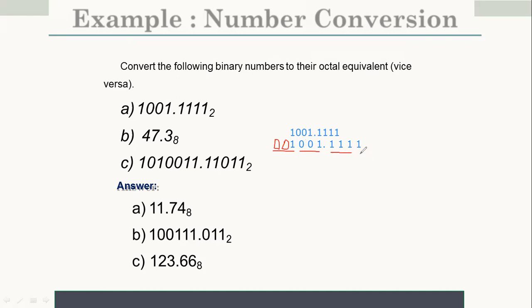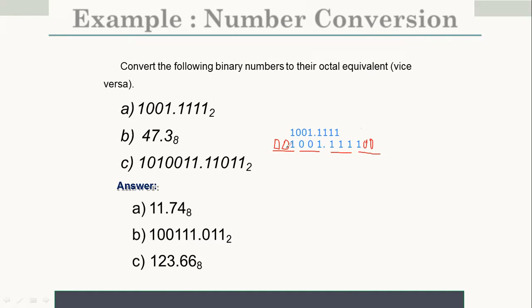Here also 1 bit is remaining. So what about the other 2 bits? On the right side, we add zeros. If you add 2 zeros on the right side of the fractional part, the value is not changed. So no problem here.